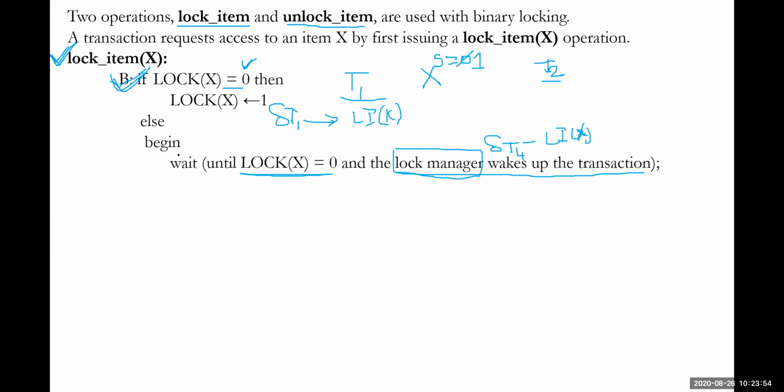Since this condition fails, it will wait. To what extent is it waiting? Until the lock status of X becomes 0. If it becomes 0, immediately the lock manager will wake up this particular transaction, the lock will be endorsed or assigned to this transaction, and the process will continue. So this is what happens when lock item is operated by you.